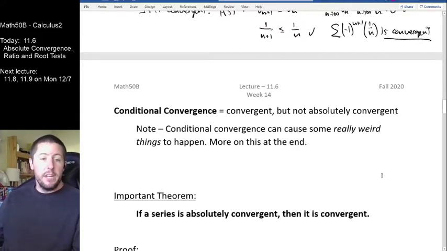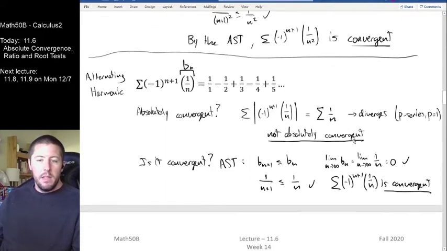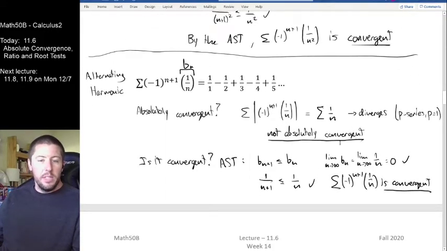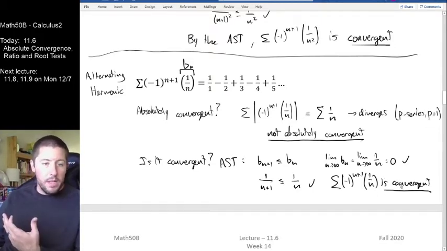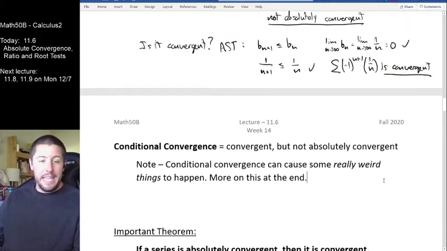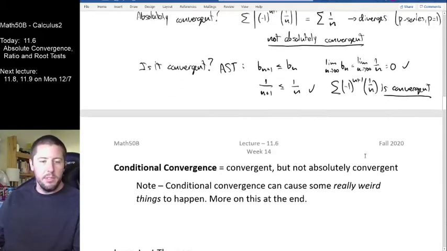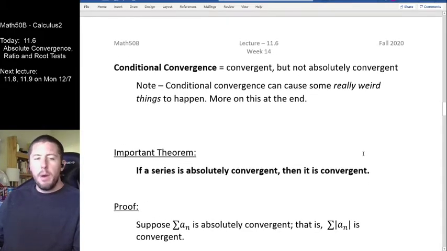And real quick, just notice up here, this one was absolutely convergent, and it was convergent. So that agrees with our theorem. This one was not absolutely convergent, so it didn't guarantee for us that it was going to be convergent. It turned out that it was, but we didn't get this from the theorem we just stated. If the series is absolutely convergent, that will guarantee for us that it is convergent without the absolute values as well. So let's talk about why this one's true.